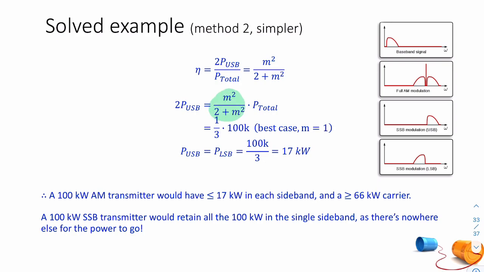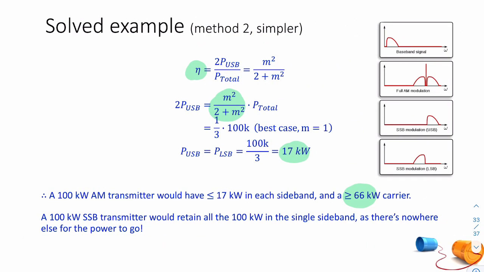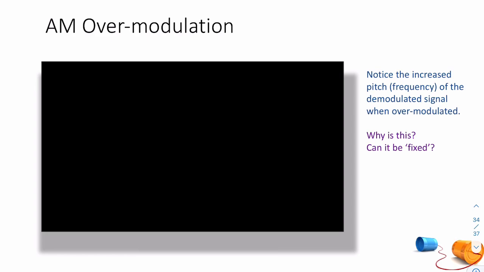Another way is using this expression. Remember, we said we can relate the efficiency to the modulation index. And if you rearrange, you can find the power of each sideband, and you get the exact same answers. So however you choose it, there are three ways. I call this the simpler of the methods, but actually just looking at it and remembering this efficiency, you can probably just answer it that way. So that's three ways to answer a numerical question like that. So I hope you found that helpful.